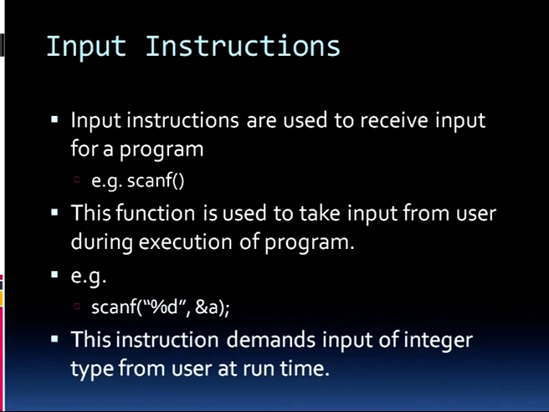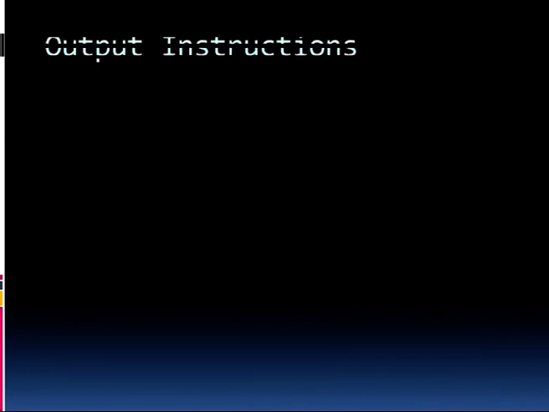scanf, the name of the input function, then the format specifier, %d is used for integer variables and this is enclosed in double quotes, then comma and the name of the variable for which input is required. This instruction will ask for input of integer type from the user at runtime.